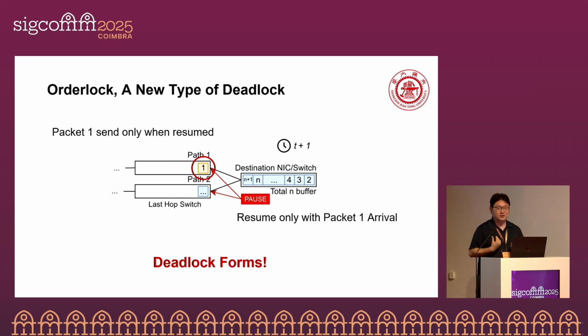And here is the deadlock. The buffer cannot forward any of its stored packets until packet 1 arrives due to the in-order delivery rule. And because of the lossless rule, it cannot drop packets to free up space. But packet 1 can only be sent once the buffer has space and the pause is lifted. This circular dependency is a deadlock.